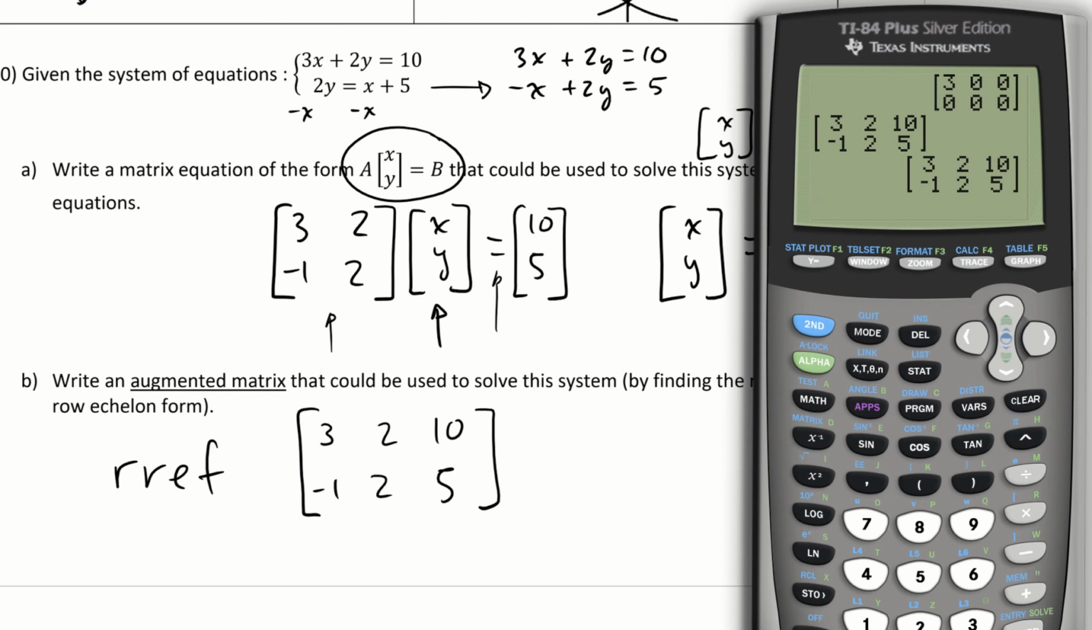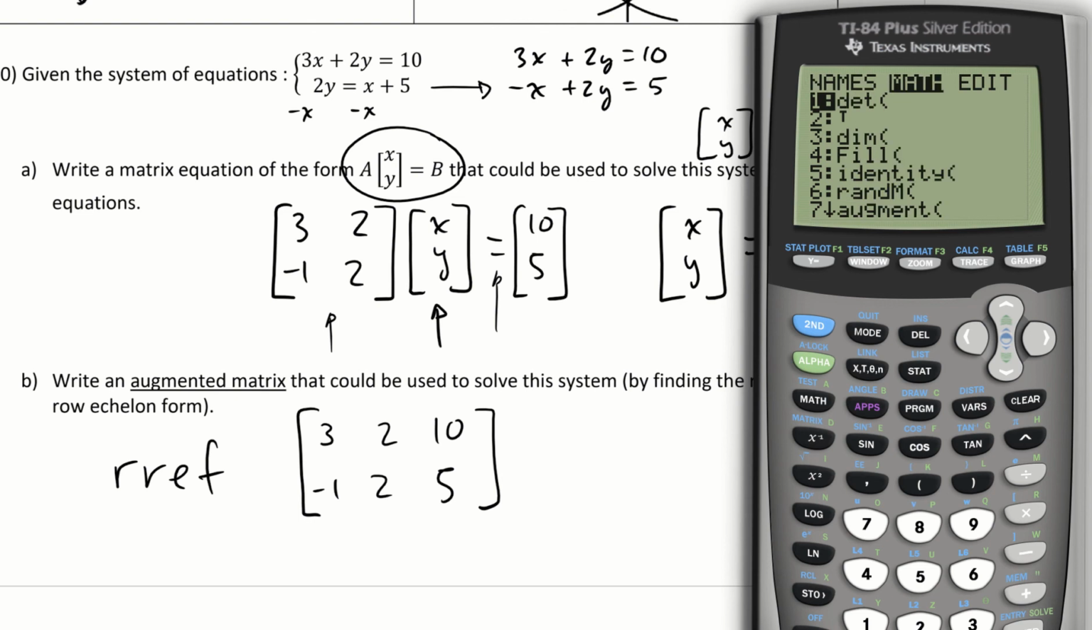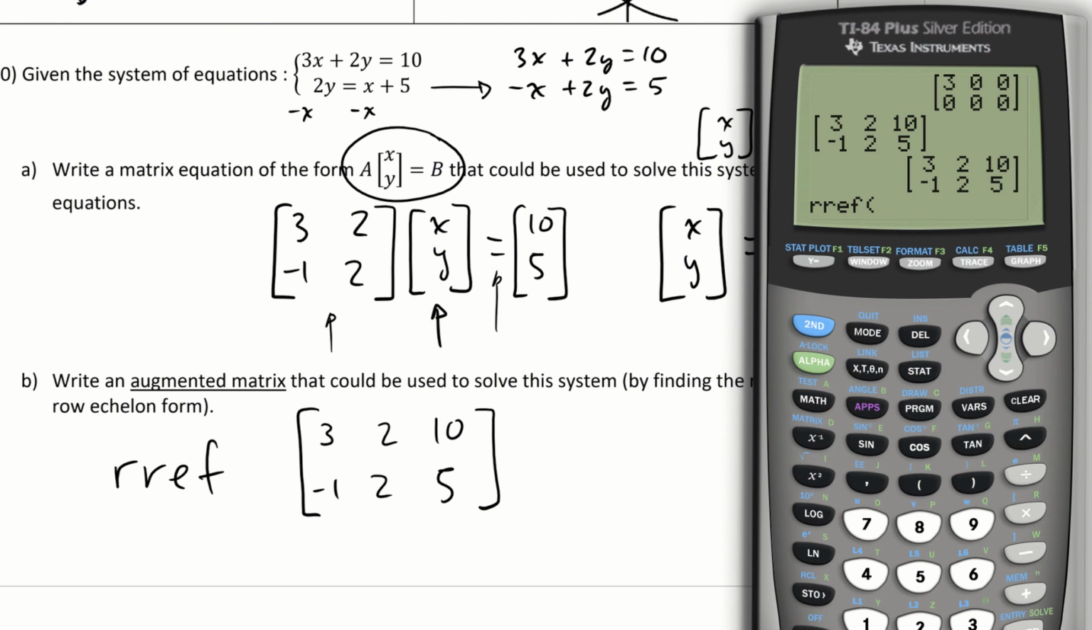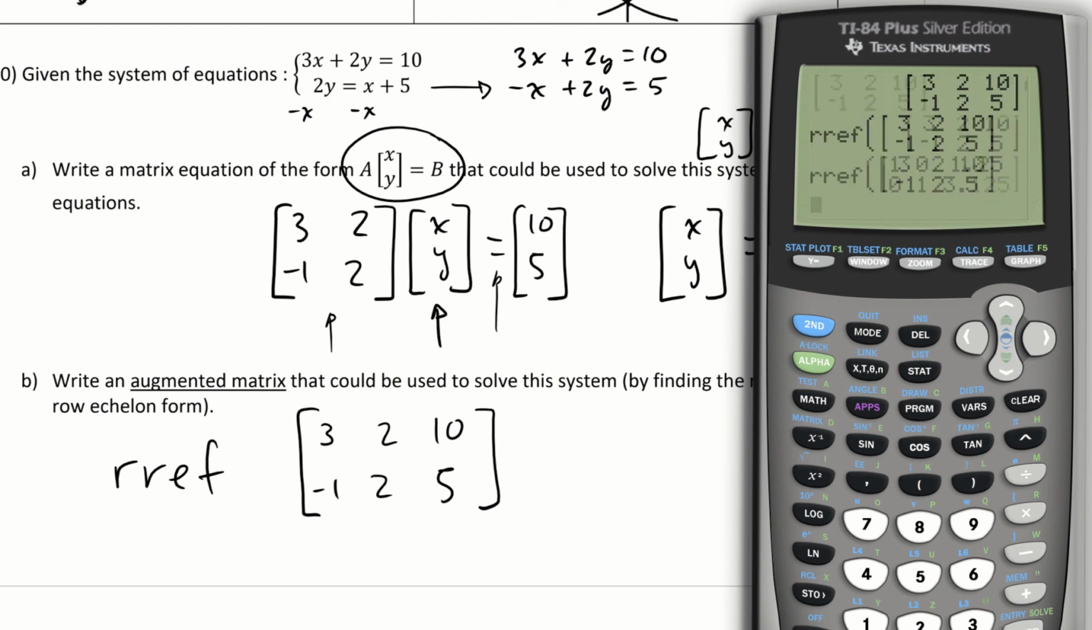Now I need to change this to reduced row echelon form. To do that, in my matrix menu, I hit second matrix. I'm just going to go over to the mathematics menu in matrices, and a lot of cool features. I'm looking for one that's pretty far down the list. There it is. It's B, reduced row echelon form, rref. And I'm just going to go grab the matrix by hitting up. There I go.